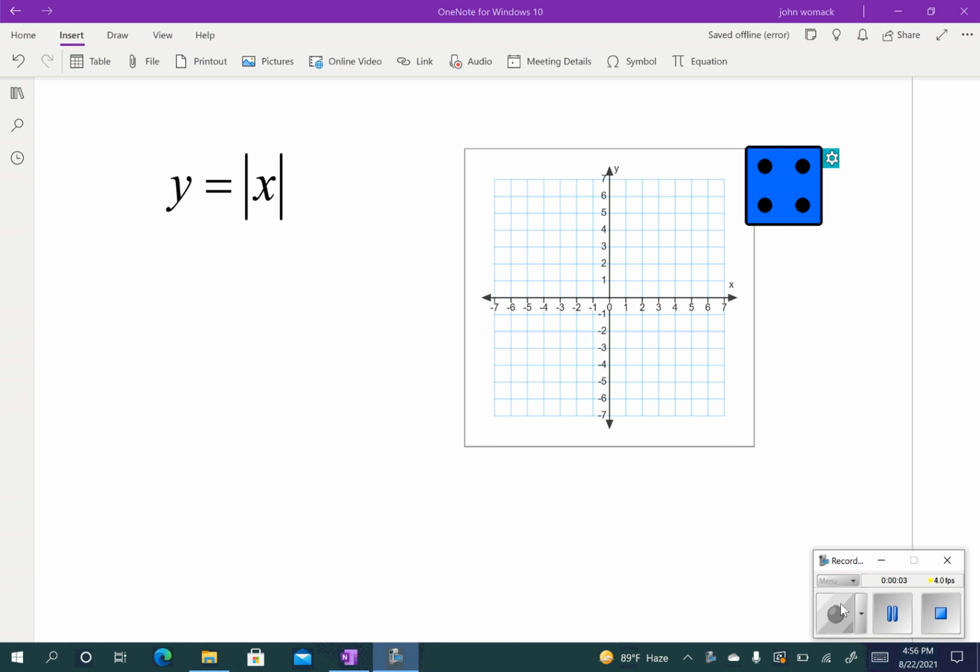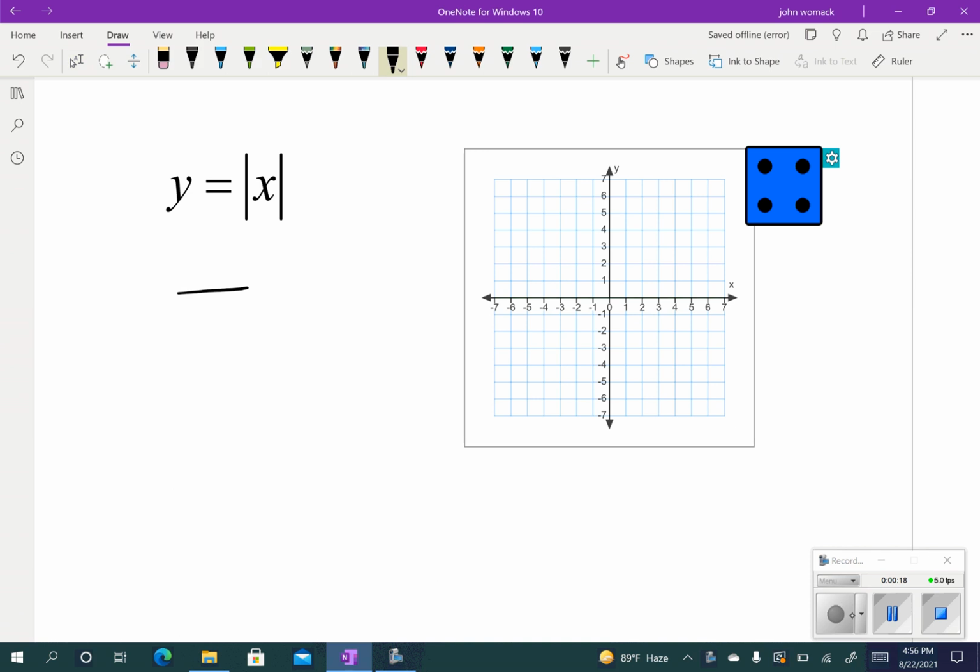So in section 1.1, we're going to get familiar with the absolute value function. So we have y equals the absolute value of x, and we want to find out what does it look like and what are some of its characteristics, and then we're going to use transformations to graph other absolute value functions. So this is the main parent graph, is what we call it.